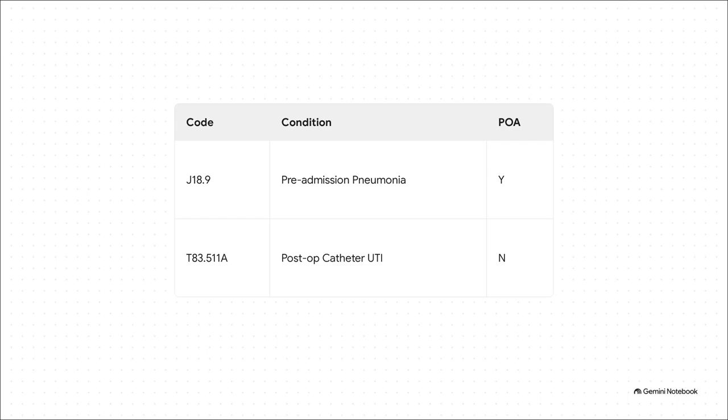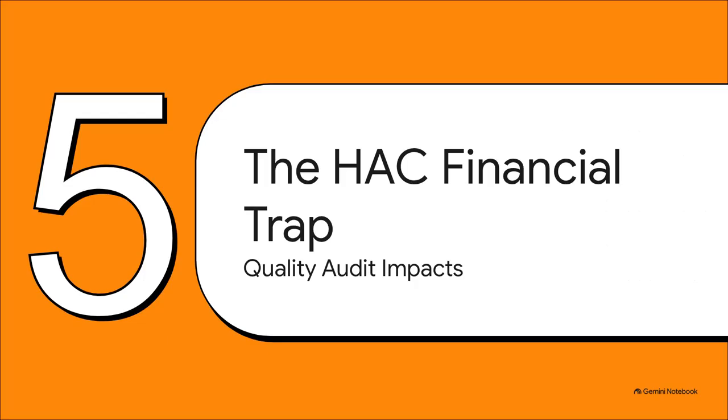It's just a simple little letter, right? But the consequences of assigning that N are massive. It completely shifts the narrative from we treated what they brought in to they suffered a complication because of us. Which brings us to Section 5, the HAC financial trap and the reality of quality audits.